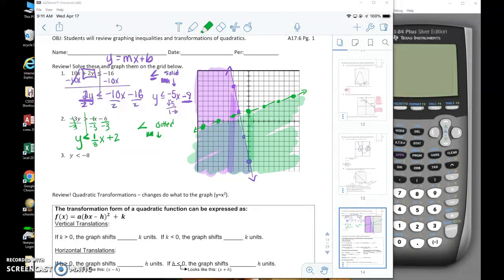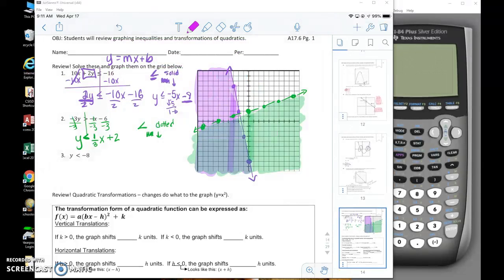Remember that our solution is in the shaded area or on a solid line. So right now, since we have a system, we have more than one, our solution is in the area where that shading overlaps and on the solid purple line.